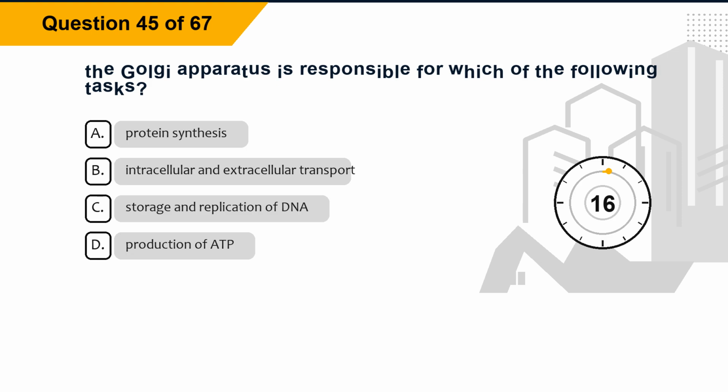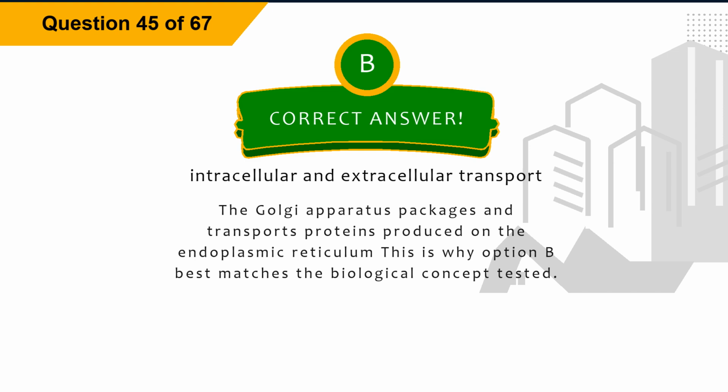Question 45. The Golgi apparatus is responsible for which of the following tasks? Option A, protein synthesis. Option B, intracellular and extracellular transport. Option C, storage and replication of DNA. Option D, production of ADP. The correct answer is option B, intracellular and extracellular transport. Explanation: the Golgi apparatus packages and transports proteins produced on the endoplasmic reticulum. This is why option B best matches the biological concept tested.